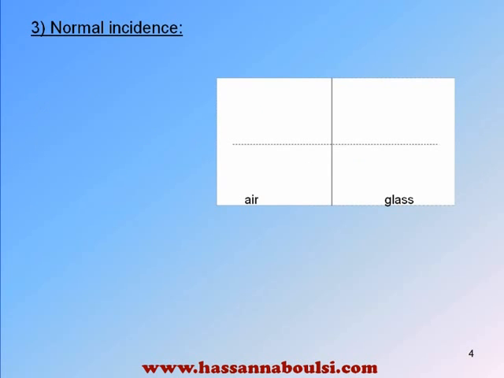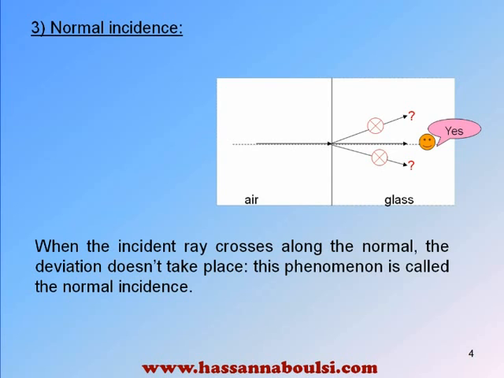Let's move to the phenomenon of normal incidence. When a ray crosses the surface separating two mediums but it falls on the normal, then it does not deviate. So when the incident ray crosses the normal line, the deviation doesn't take place. If the angle of incidence is 0, the angle of refraction is also 0.